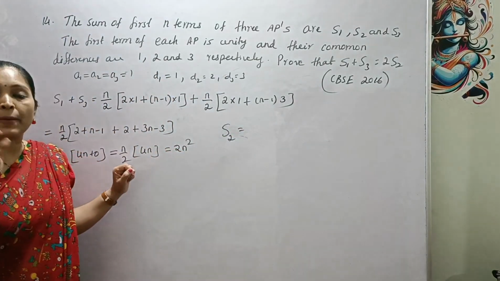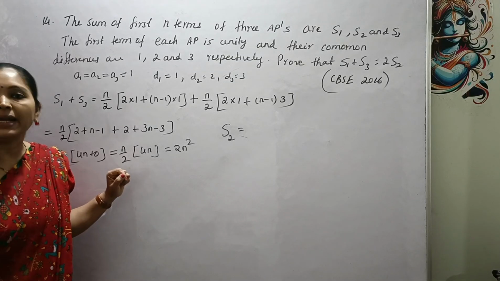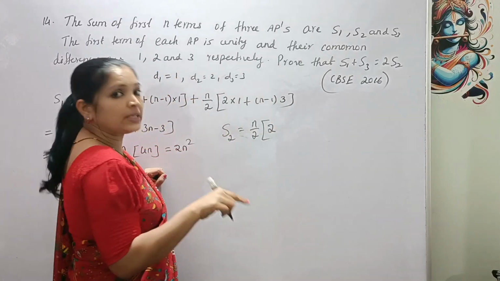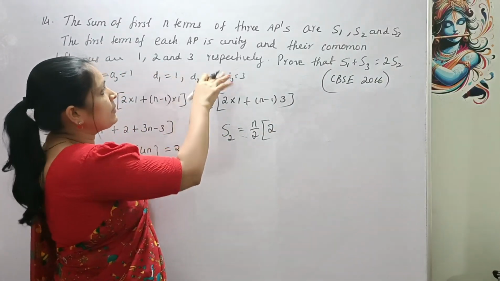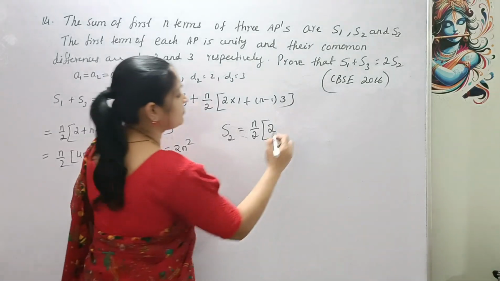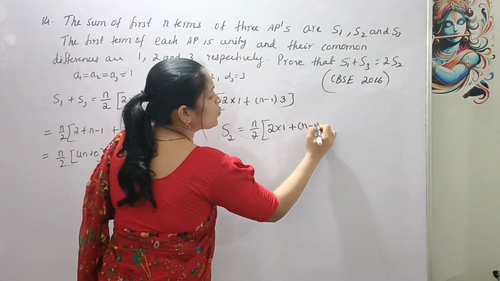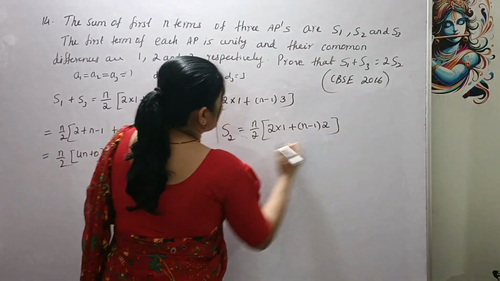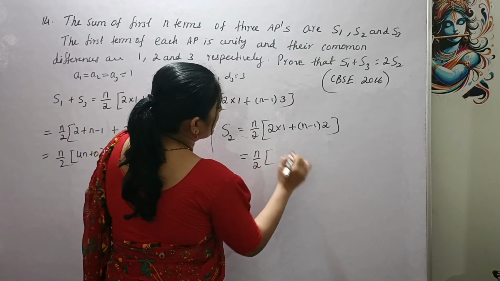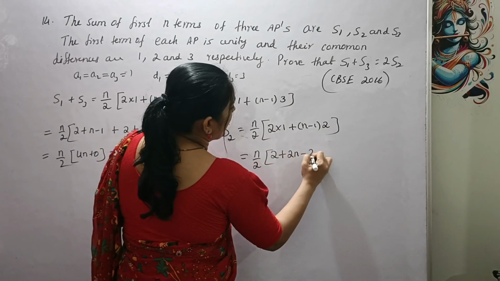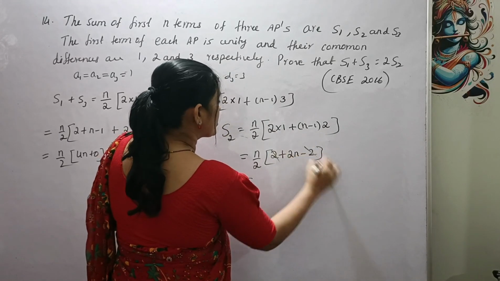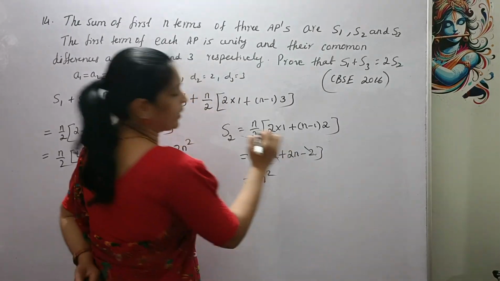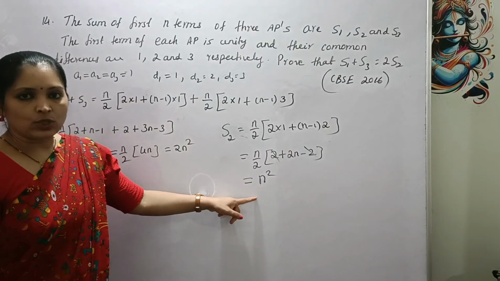What is S2? Sum of first n terms of second AP. That is n by 2 into 2 into first term of AP. See here, first term of all the APs are same, right? That is 1. So 2 into 1 plus n minus 1 into the common difference of second AP, that is 2. That is equal to n by 2 into 2 plus 2n minus 2. 2 minus 2 cancelled, and this 2 will be cancelled. So here we will get n square. S2 is equal to n square.